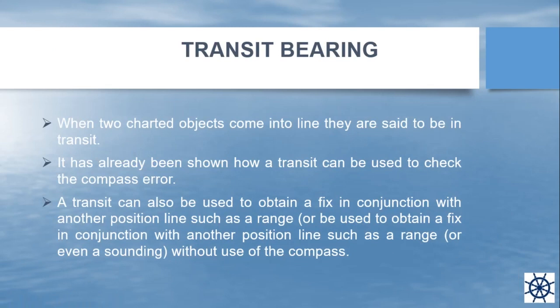Now, moving on, transit bearing. What is transit bearing? When two charted objects come into line, they are said to be in transit. It has already been shown how a transit can be used to check the compass error. A transit can also be used to obtain a fix in conjunction with another position line such as a range, or even a sounding, without the use of the compass.